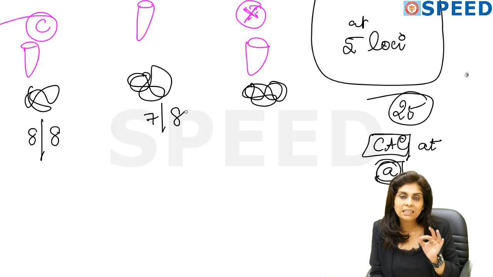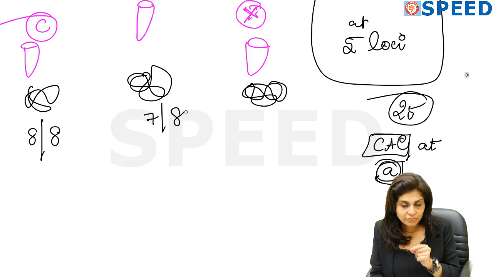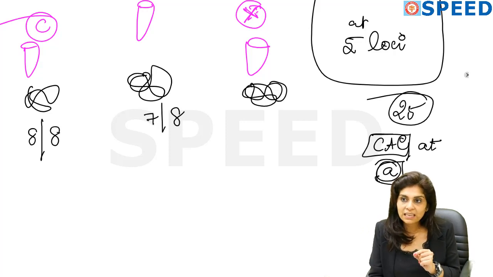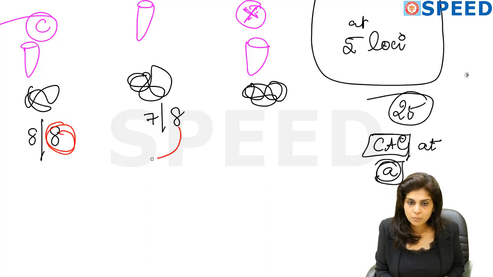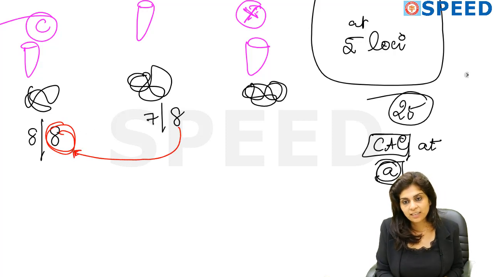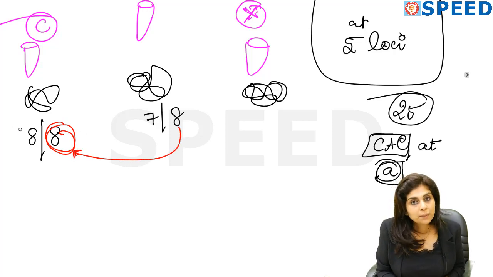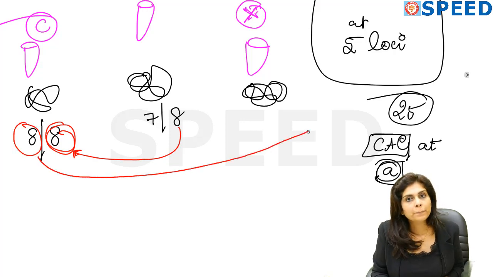So what is your inference? Your inference is one of the 8s of the child has come from the mother. So it's imperative that the other 8 of the child comes from the father.